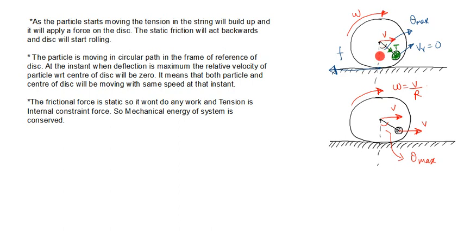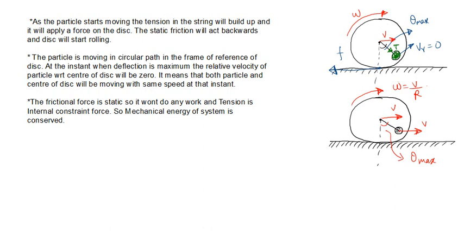Work done by mg which is acting at the center of this disk will also be 0, because the center of the disk is moving in horizontal direction. Similarly, work done by normal reaction will also be 0, and tension is the internal constraint force. So total work done by tension on this disk as well as on this particle will also be 0. So we can say that mechanical energy of the system will remain conserved. Only the mg which is acting on this particle is doing work. So total initial mechanical energy will be equal to total final mechanical energy.